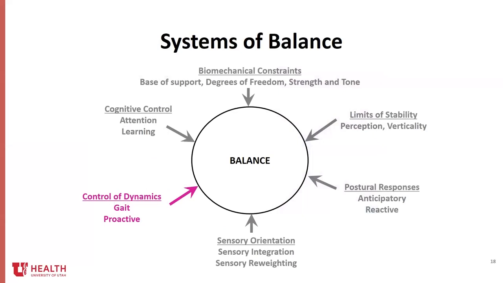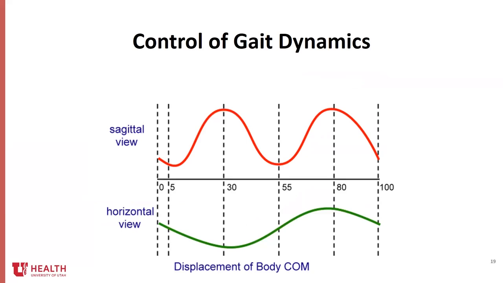Our fifth system of balance is the control of dynamics. We mentioned early about how there's a difference between static balance and dynamic balance. When we look at dynamic balance, we often are talking about gait or walking. When we walk, we don't have a perfectly straight line. Instead, we oscillate back and forth. If you look at a sagittal plane view, which is a view from the side, our center of mass is going to oscillate up and down. And if you look at a horizontal view, this is a view from the top, our center of mass is going to oscillate to the right and to the left as someone walks.